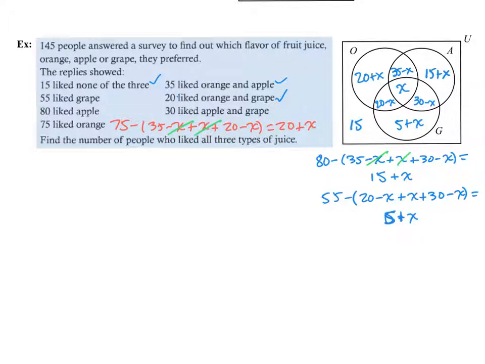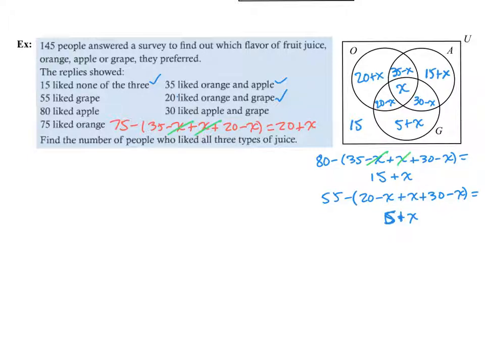Okay, so now we're ready to write an equation and answer the question, which is the number of people who like all three. We can solve an equation for x. So what we're going to do is add up all, let's see, we have 1, 2, 3, 4, 5, 6, 7, 8 expressions. We're going to add all 8 of those expressions together and set it equal to 145. All right, so that would look like this.